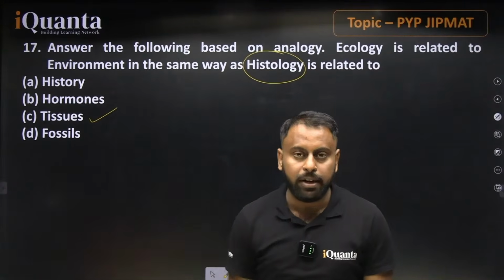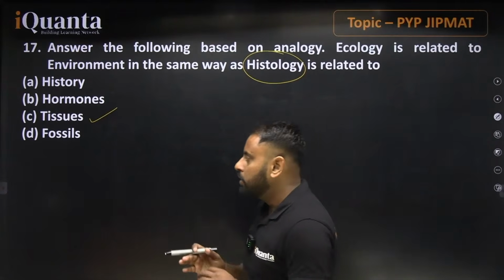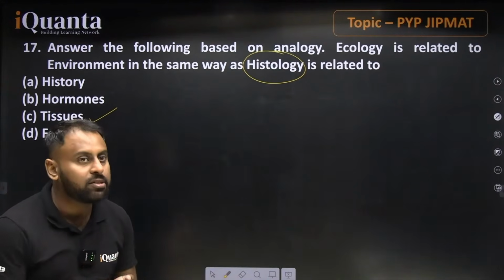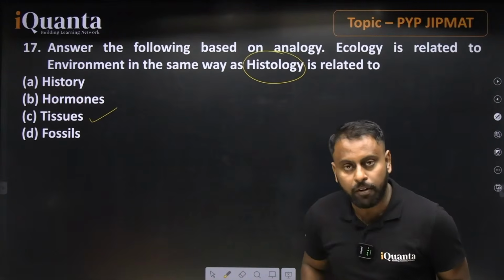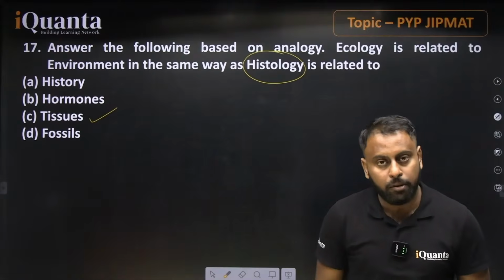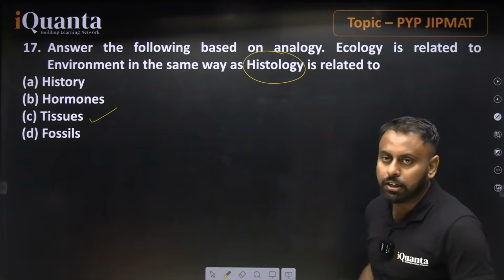So definitely beta GK will work out here, that your general knowledge regarding the subjects, and sometimes about countries, capitals, currencies. These are the important facts and figures from where questions can be framed when we are talking about analogy. Correct. So here the correct answer for this is tissues.